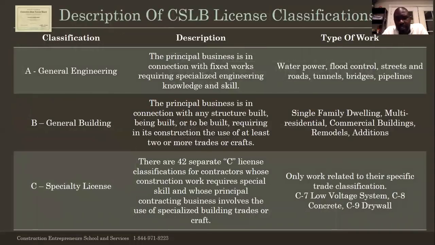All right, let's go over descriptions of license classifications. So a lot of individuals think that, hey, if I get my general engineering, I could do anything under the sun, which is not true. Each classification will allow you to do different parts of work. Okay, it's like for the general engineering, the A license. You're going to be dealing with anything specializing in engineering. Okay, water power, flood control, streets and roads, tunnels, bridges, pipelines, underground work, curb and gutter work, and such. That's what you can do with the A license.